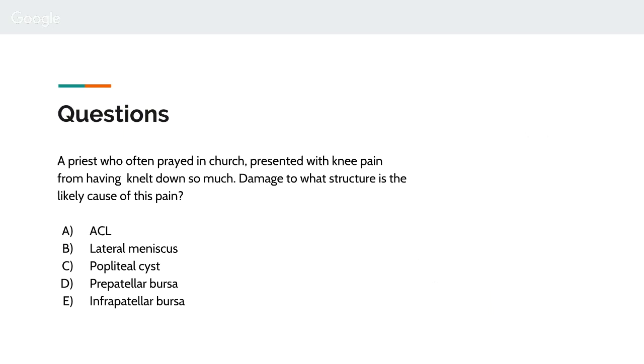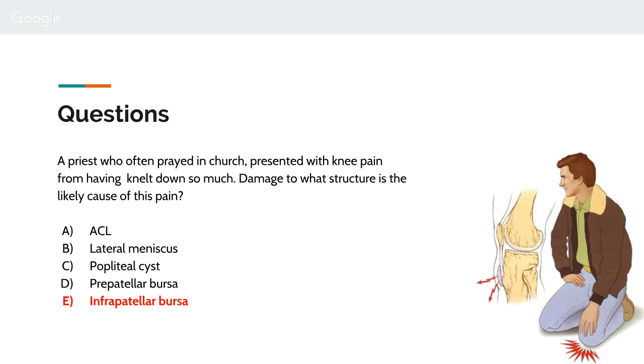Yep, I heard the majority of people say E. Yeah? Cool. So that's just a clinical relevance. I think it's called the clergyman's knee or something. And that's where your infrapatellar bursa is, differentiate from the nursemaid's knee, which is the prepatellar bursa.